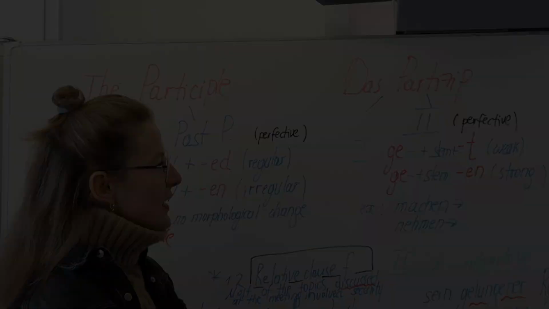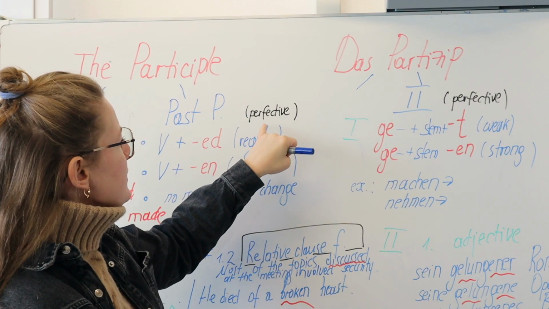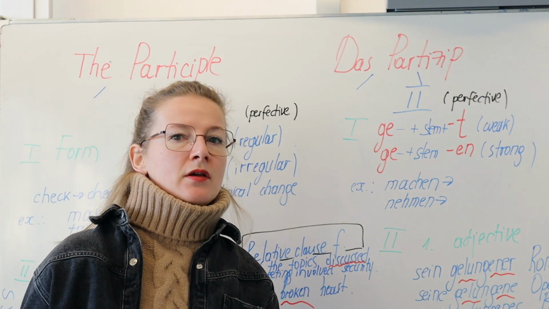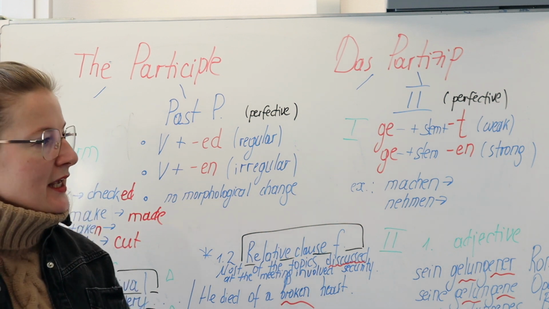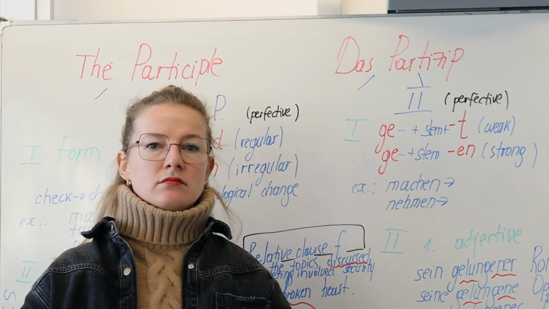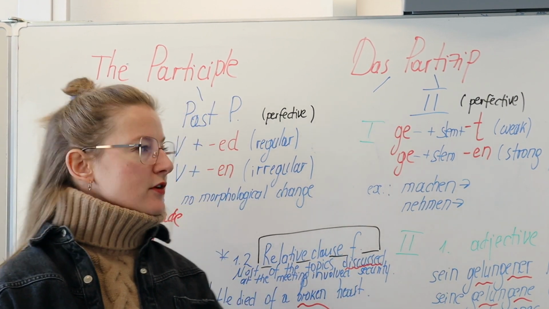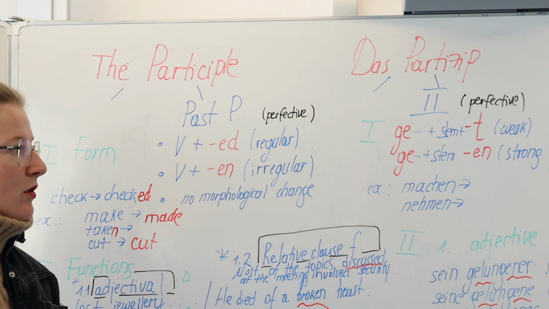Let's put it this way. Partizip II is in meaning identical with past participle because it's perfective. Okay, so we had lesend, reading. But if I say gelesen, the meaning is it's done. So, finished reading a book, for example. Let's take a look at how it's formed.